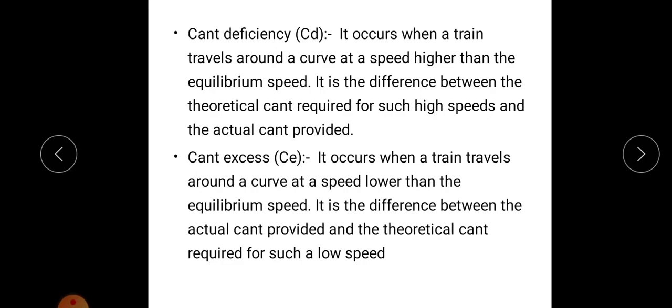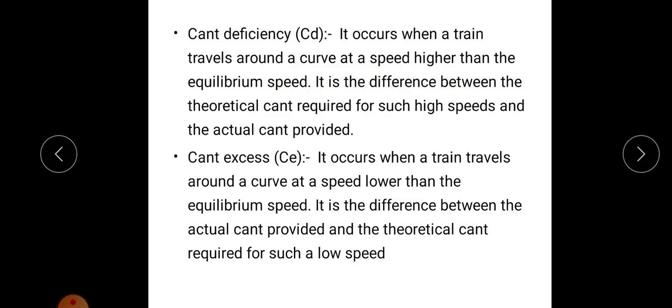So at higher speed, the centrifugal force will not be counterbalanced. That is, when speed increases, the required super elevation value also increases. So the centrifugal force will not be counterbalanced, and that is known as cant deficiency. That is, when a train travels around a curve at a speed higher than the equilibrium speed, cant deficiency occurs. The provided cant will not be sufficient to counteract the centrifugal force. So that deficiency of cant is known as cant deficiency.